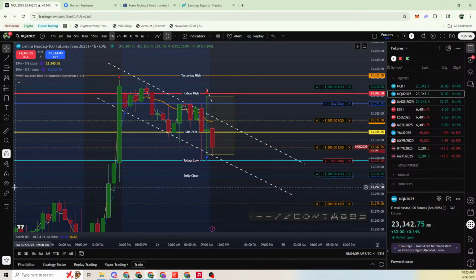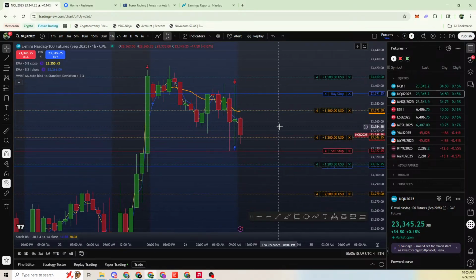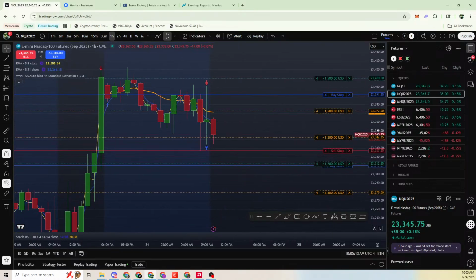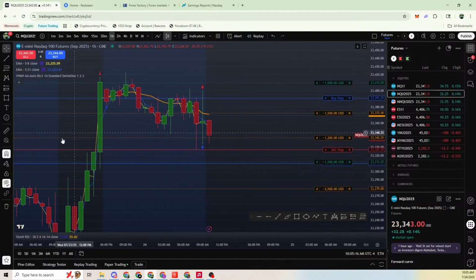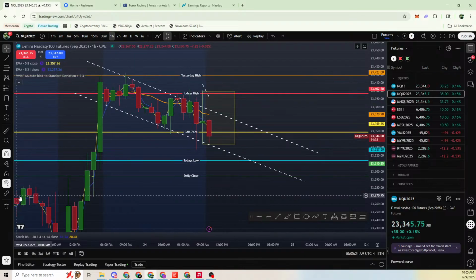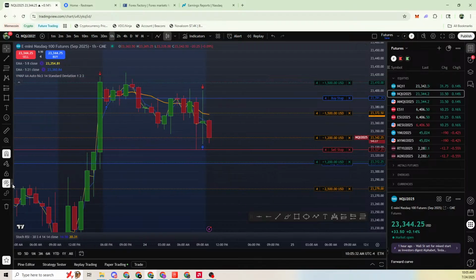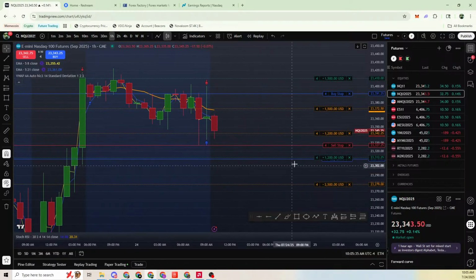I want to see if I can hide the drawings. Hide the drawings so you can see the orders. I mean, it's in no man's land right now. Position and orders. There we go. All the positions are in. You got some buy stops, buy limits.